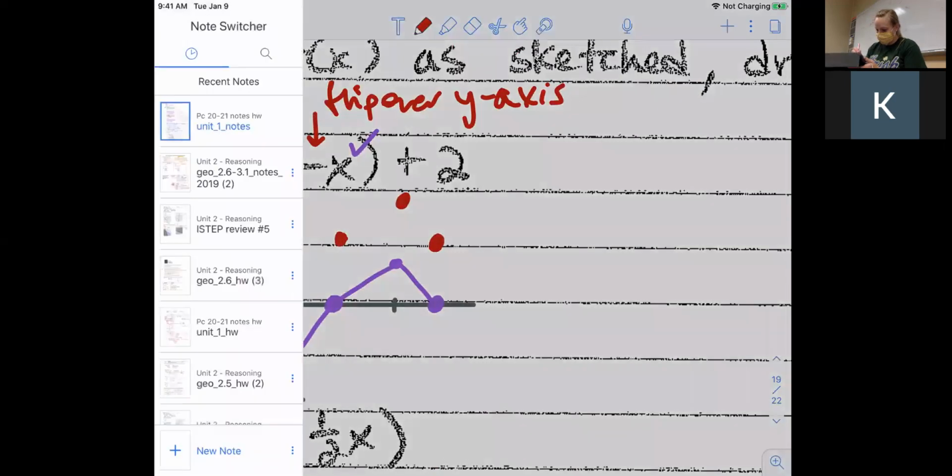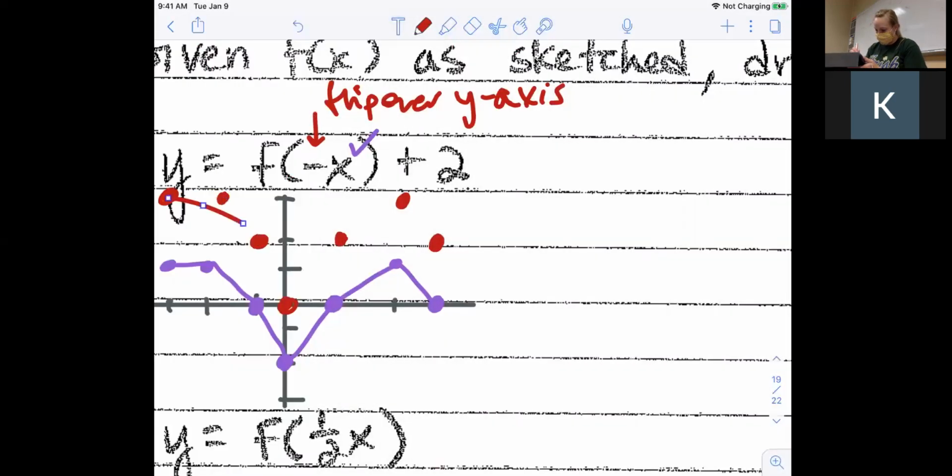Oh, come back. Where are you going? Well, that looks really messy, but that's what it is.